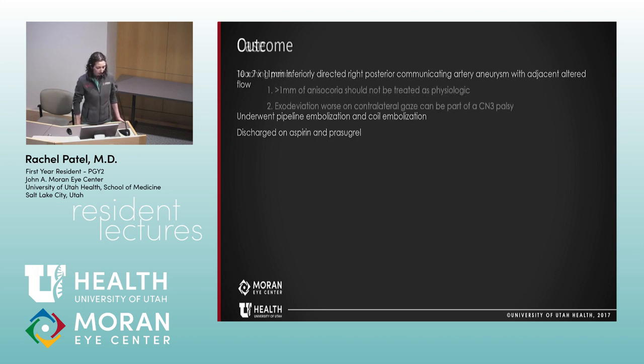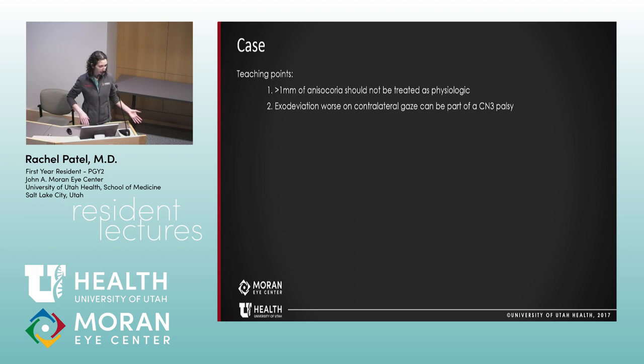So what I took out of this is that she had 2 millimeters of anisocoria, and that's not physiologic. If it's more than one, that merits a workup for anything else that could be causing an anisocoria from a deficiency reason. And also an exodeviation of any sort, for some contralateral gaze, potentially improved on down gaze, can be part of a cranial third nerve palsy without having a full-blown motility deficit, as you were talking about earlier.